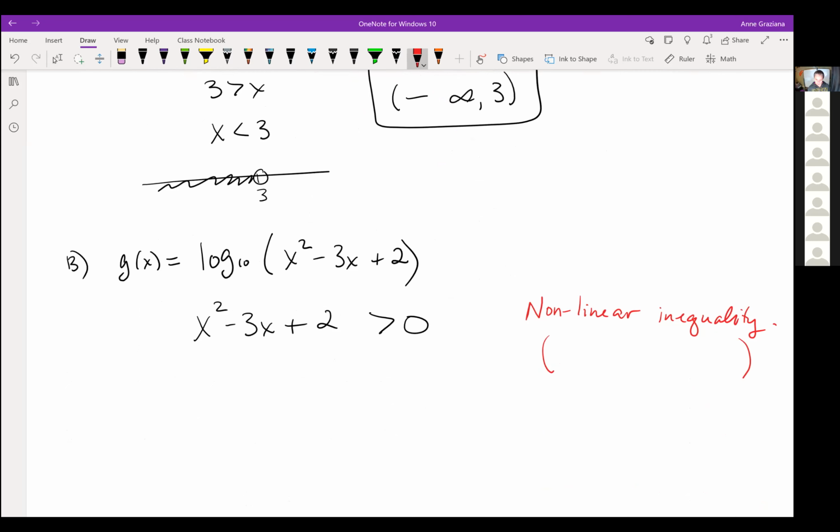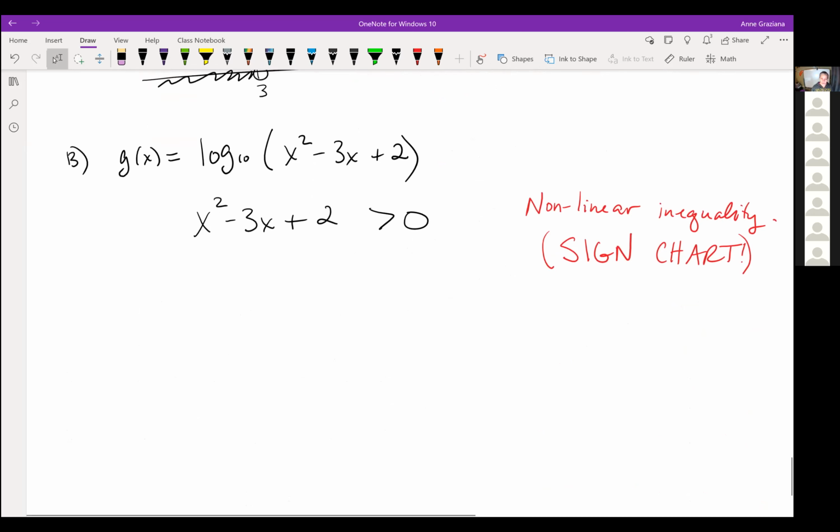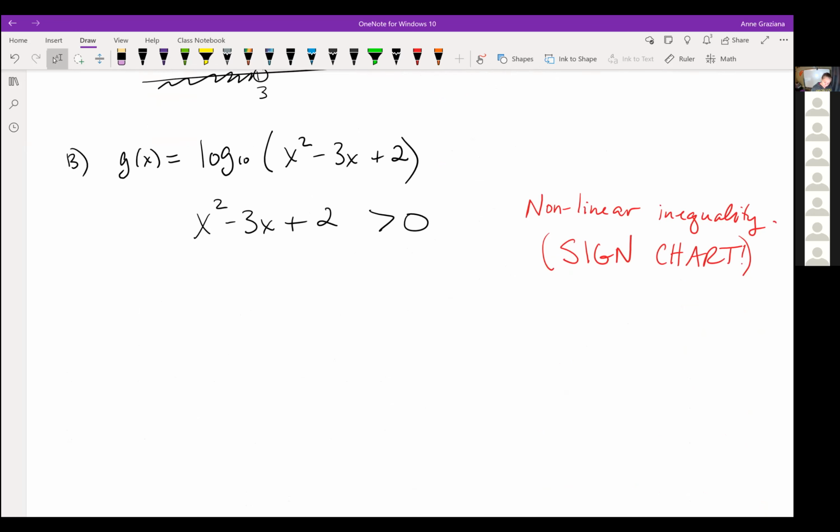You should have done this on your homework last night. Sign chart. I feel like I should develop an evil laugh, like, wow, you have to do a sign chart. I can do better than that. I'm just feeling a little shy right now.